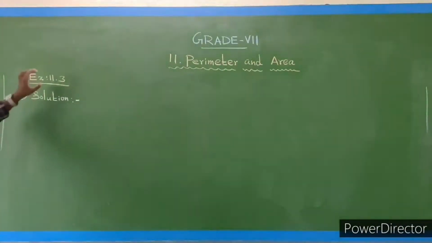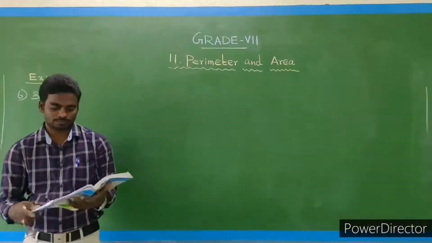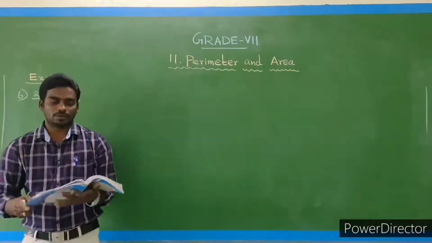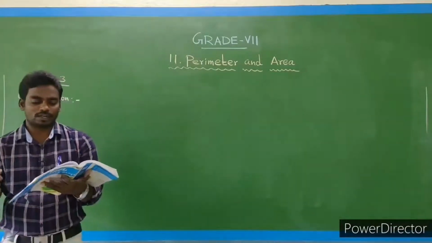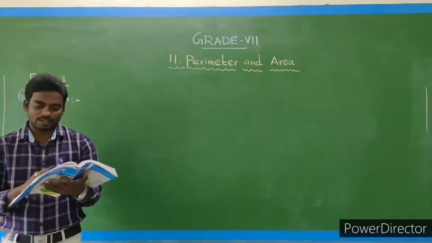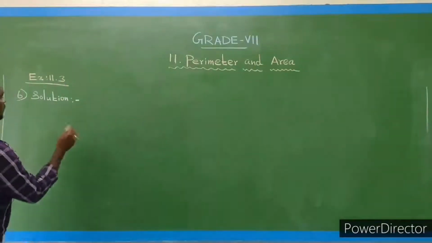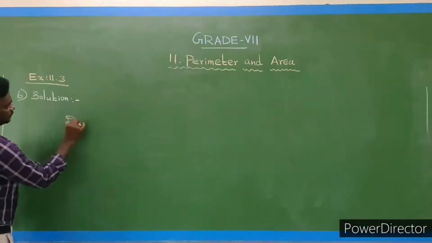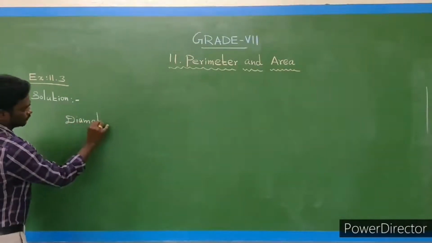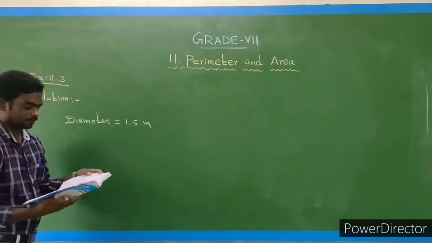Okay. Next in our exercise 11.3, sixth question. We finished up to our fifth question, right? So see your book. Saima wants to put a lace on the edge of a circular table cover of diameter 1.5 meter. So the diameter of the circular table cover is given: diameter is equal to 1.5 meter.